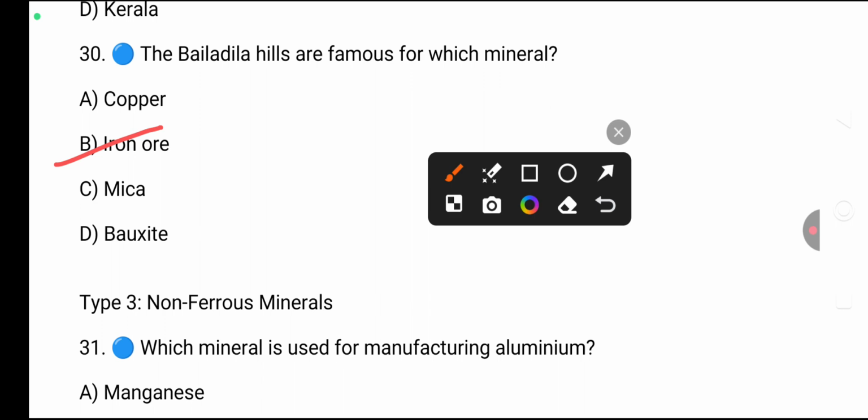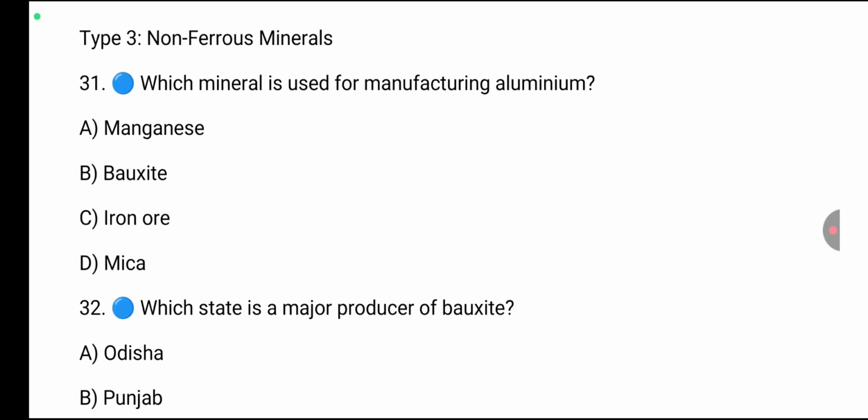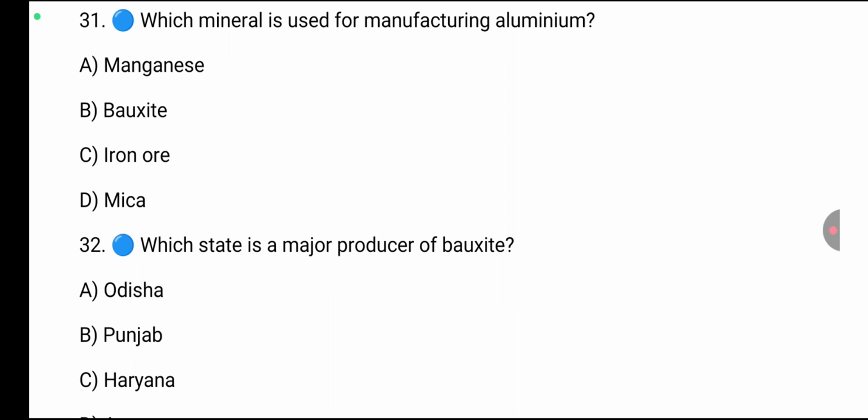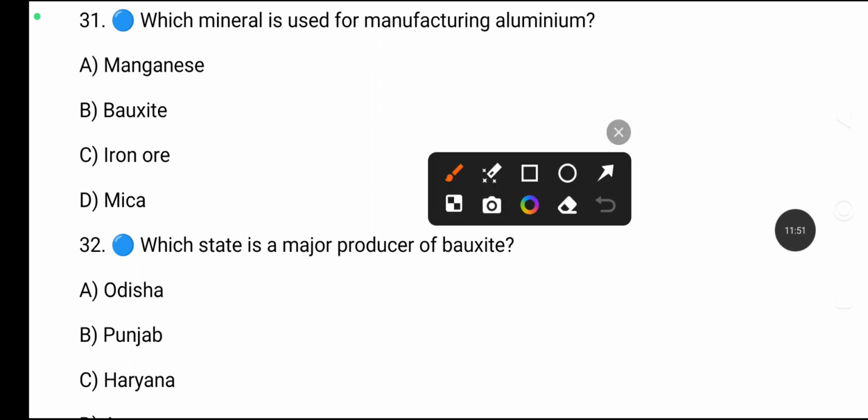Now moving on to question number 31. Which mineral is used for manufacturing aluminium? Option A, manganese. Option B, bauxite. Option C, iron ore. Option D, mica. The answer will be B, bauxite.